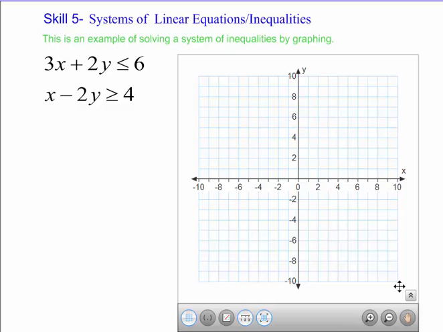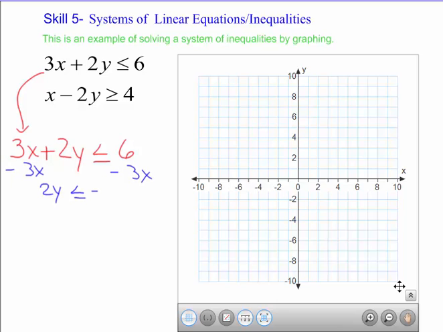We're going to graph these lines, but it's not in slope-intercept form. So I think the first thing I would do is to put it into slope-intercept form. And what that means is to solve it for y. So we'll subtract our 3x from both sides. I've got my positive 2y is less than or equal to my negative 3x plus my 6. And finally, I'm going to divide everything by positive 2, so I don't have to flip the sign. I will have y is less than or equal to negative 3 halves x plus 3.